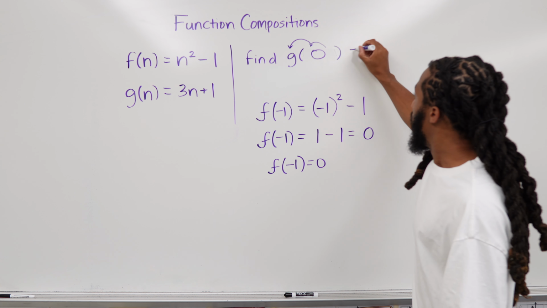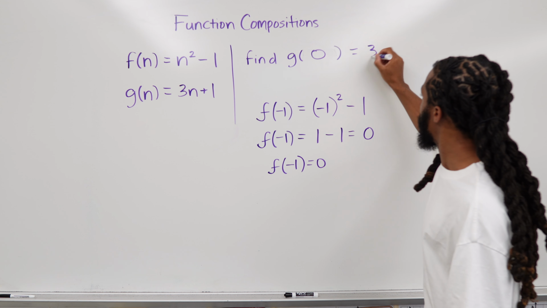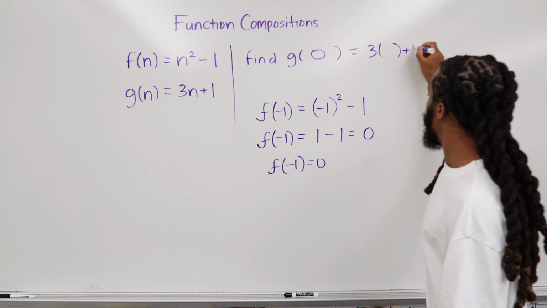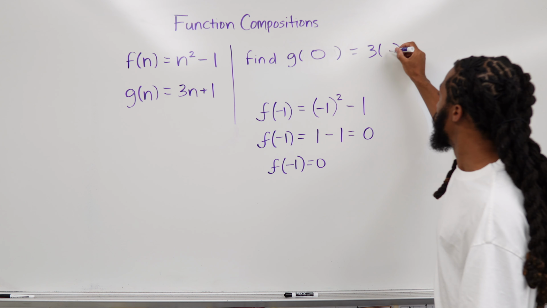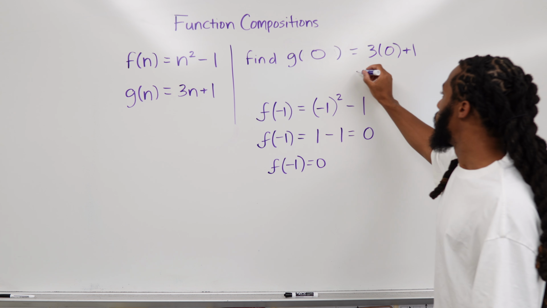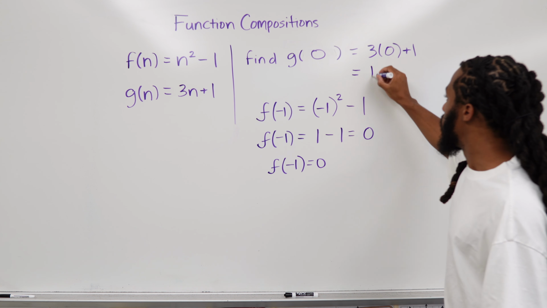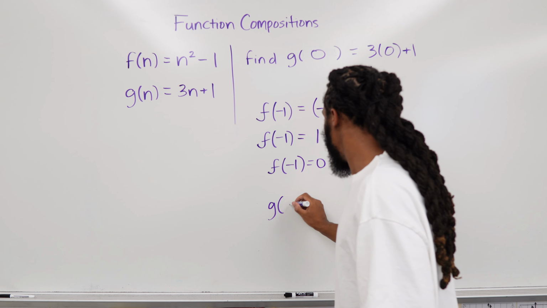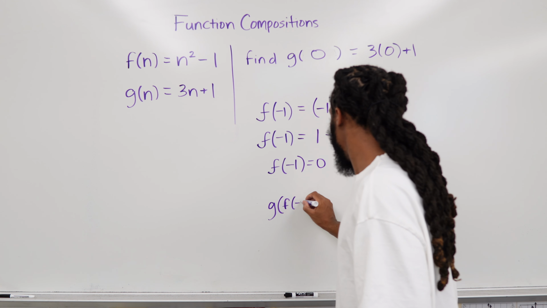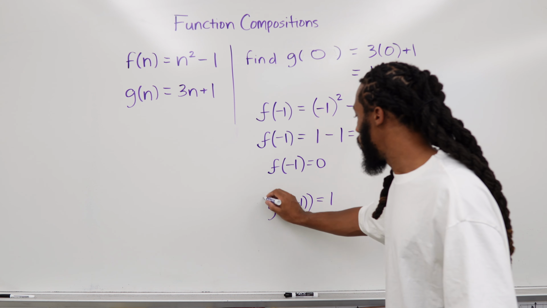So I write the g function, which is 3n plus 1. I replace all the n values with 0, and I simplify. 3 times 0 is 0. 0 plus 1 equals 1. So the original problem we wanted to solve was g of f of -1, and we get 1 for our final answer.